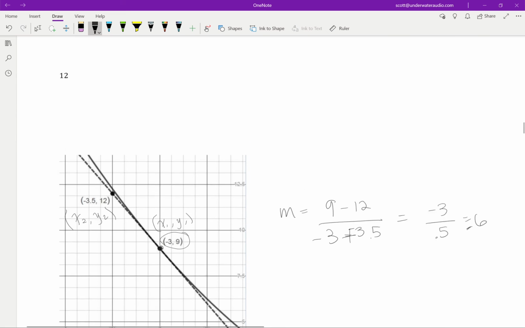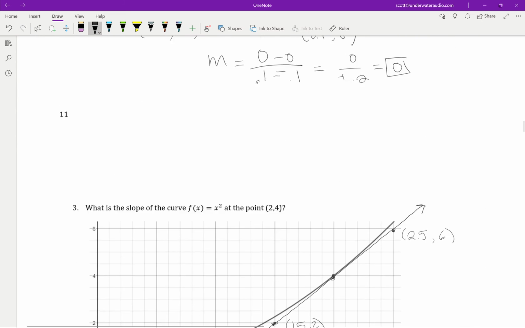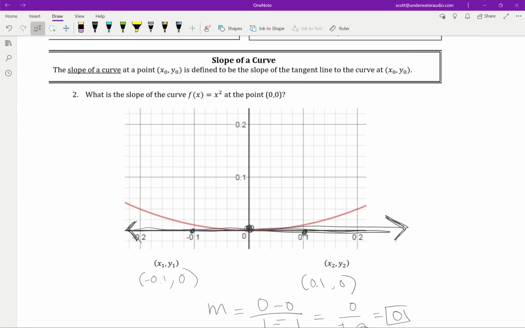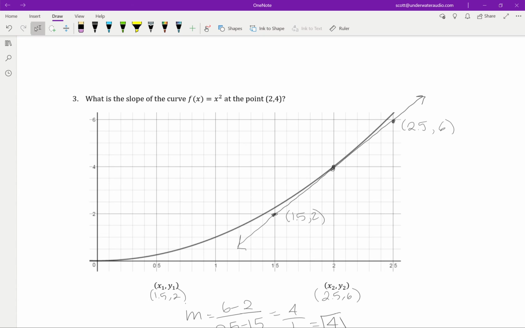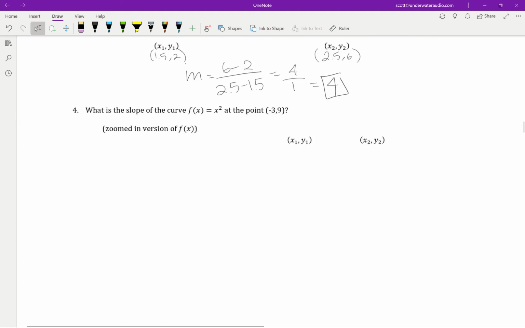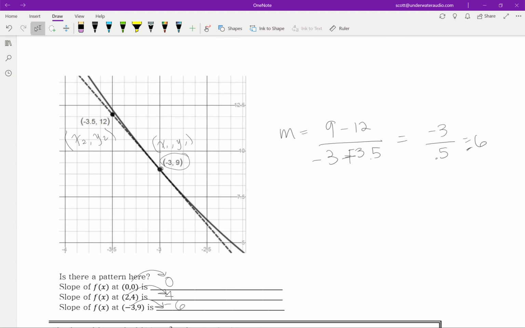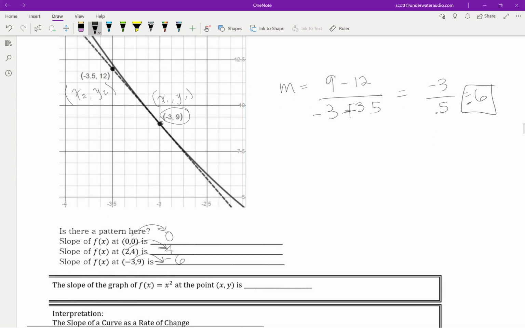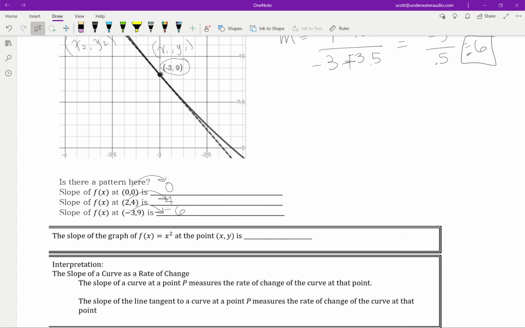So let's go back and look at this real quick just to make sure we're all on the same page. Okay, so this is x squared. So it's the same function all 3 times. X squared at the point 0, 0, we said the slope was 0. X squared at the point 2, 4, we said the slope was 4. Same exact function down here. This is still x squared. At the point -3, 9, we got that the slope was -6. So the pattern here is that the x value, whatever the x value is, it's doubled.